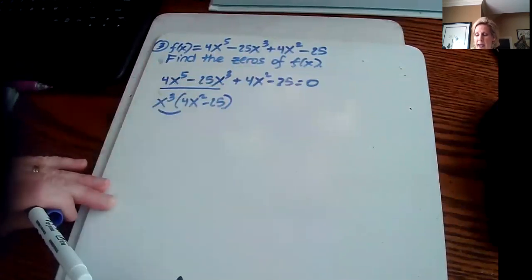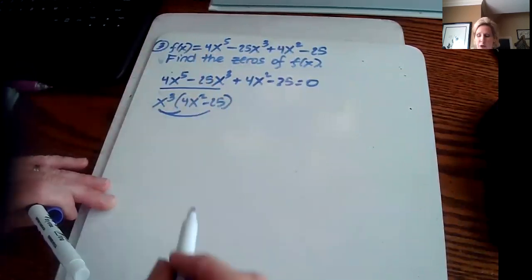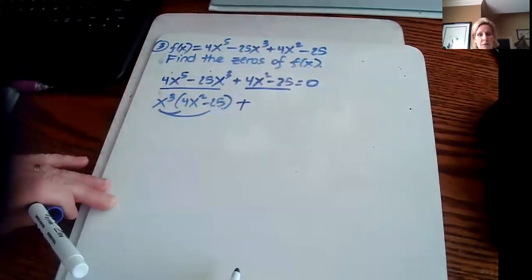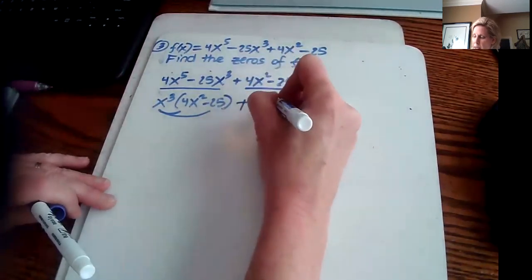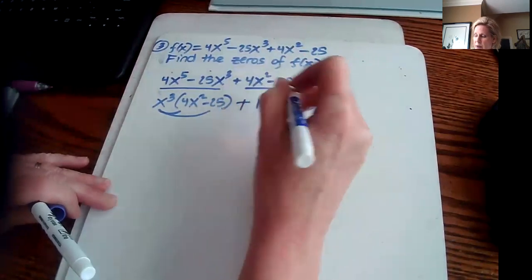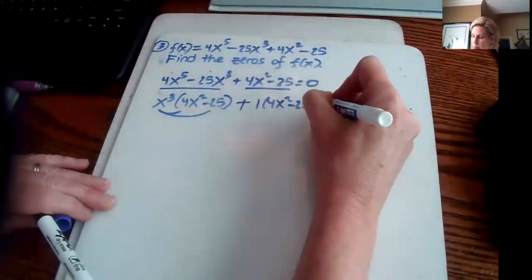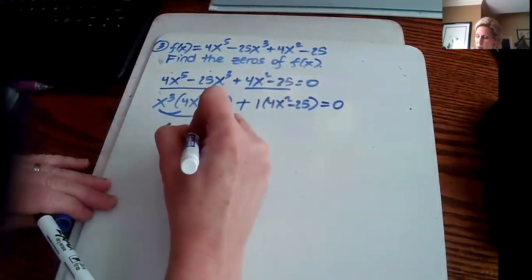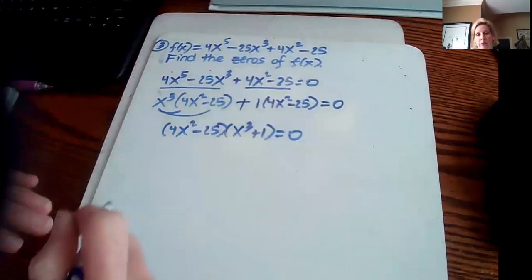If you multiply it back out, that gives me 4x to the 5th, and that's true from the step above, and minus 25x cubed, and that's true from the step above. Bring down your plus sign. Now on 4x squared minus 25, I don't see a GCF, so just 1. And it's going to be times 4x squared minus 25. And that makes sense because the 4x squared minus 25 matches. And that's equal to 0. So then I say that means I've got 4x squared minus 25 times x cubed plus 1 equals 0.